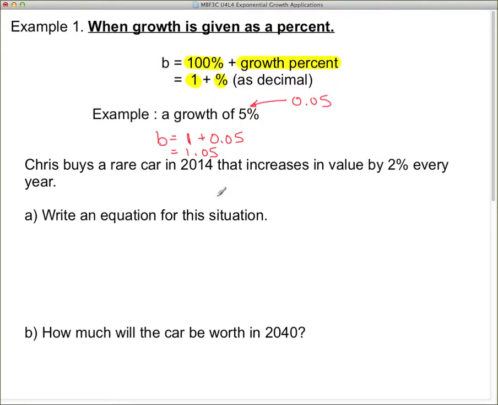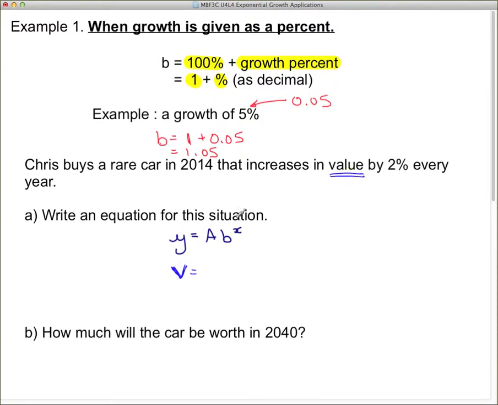Now we need the general form, and I will always give you this general form, and you'll have to fill in some information to make it specific to each question that you're looking at. So y equals a b to the exponent x is our general form. And what is this in this situation? Well, we're trying to talk about the value of the car. It increases in value. So I'm going to use a V instead of the Y.